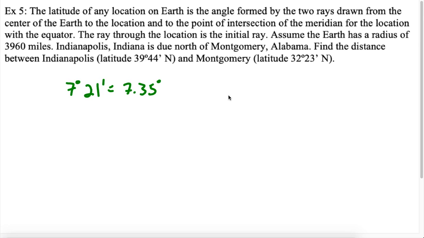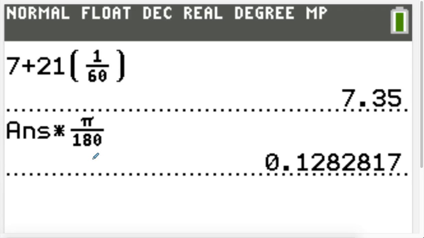Right? If we're thinking in terms of our formula, S equals R theta, I need my angle to be in radians. Again, we talked about how to do this in the last lecture. We want to take this and multiply by pi over 180. So I get 0.1282817. Right? That's my radian measure here.